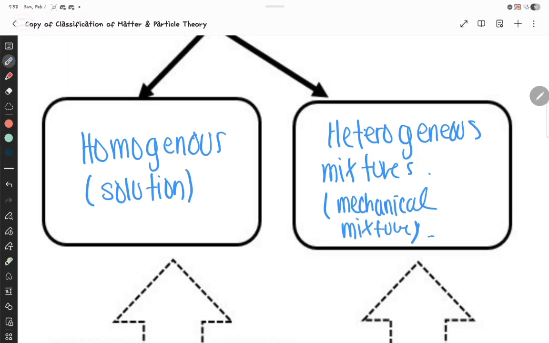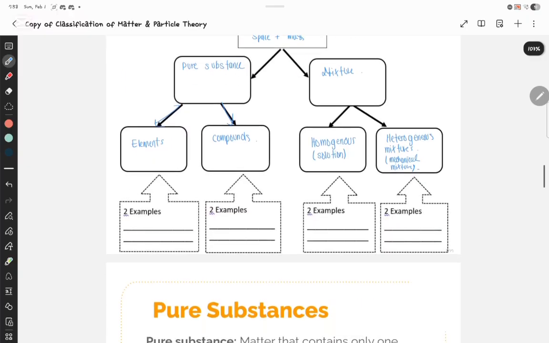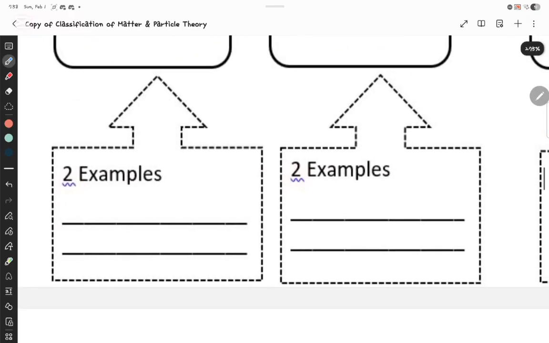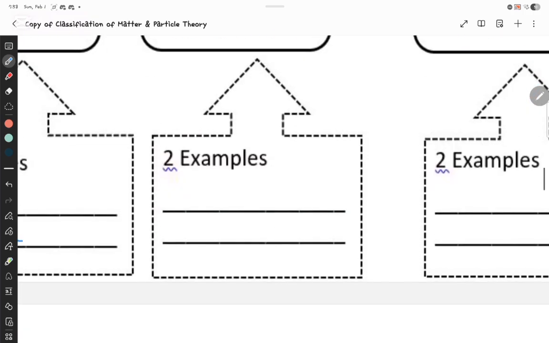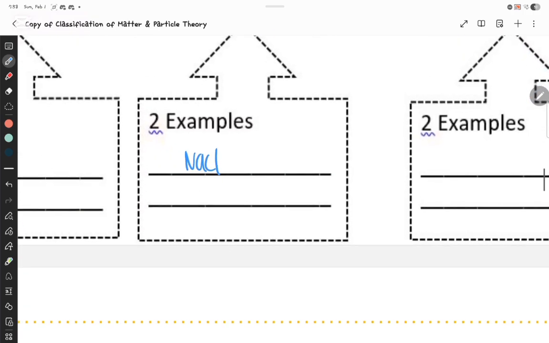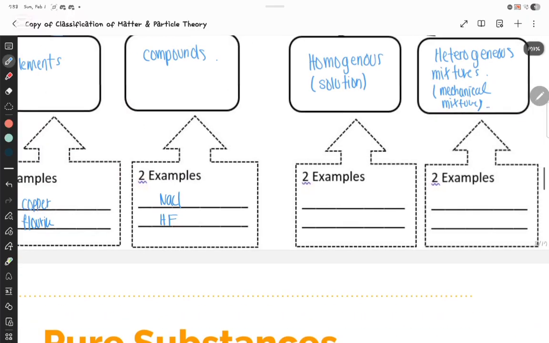Okay, so let's go to what this means. Two examples of elements can be copper and fluorine. Two examples of compounds: NaCl and, let's say, hydrofluoric acid.